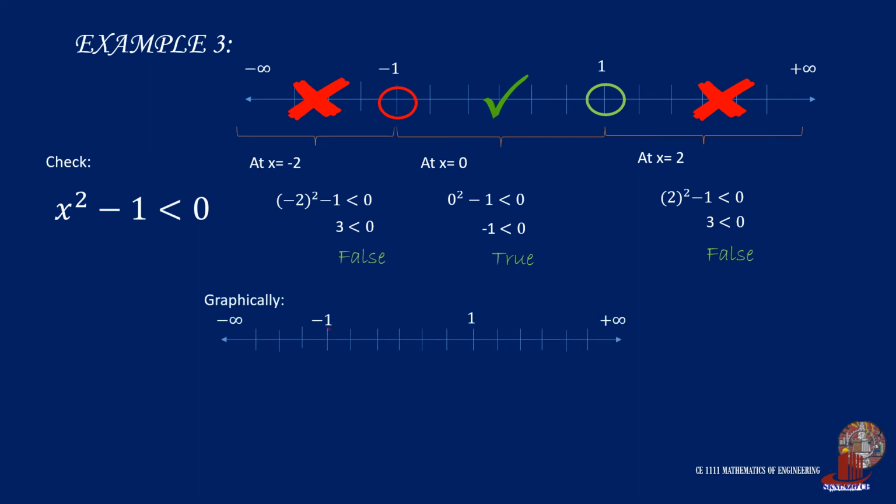Now, the illustration is clearer. The adopted range falls between negative 1 and positive 1, and this can be denoted as negative 1 and positive 1 enclosed with parentheses.